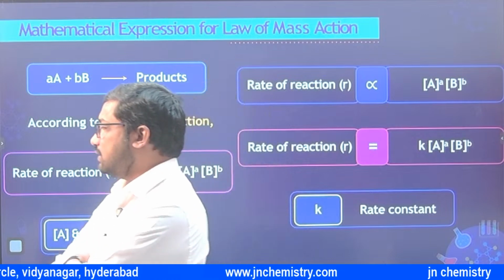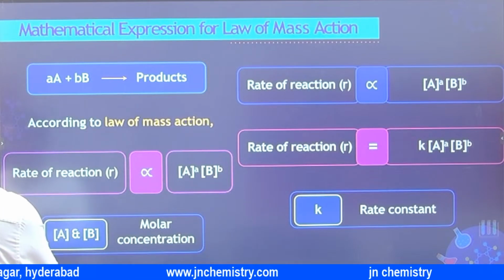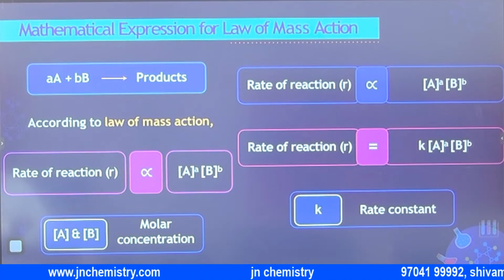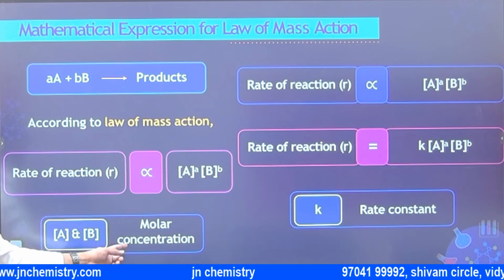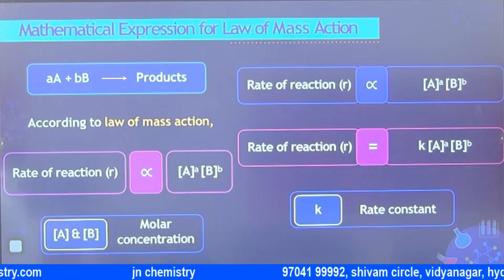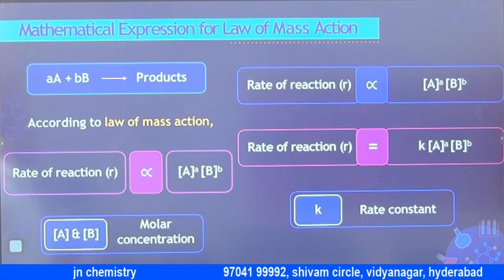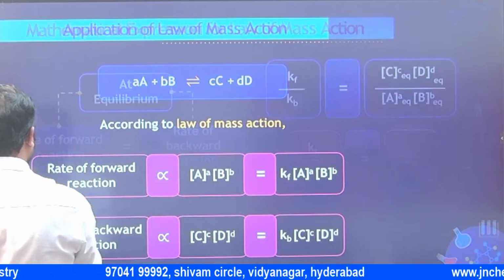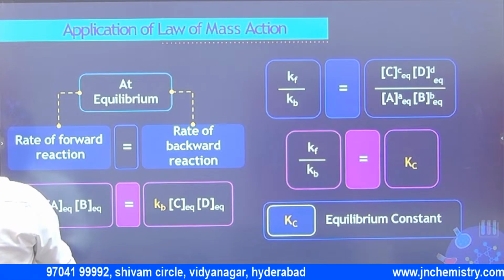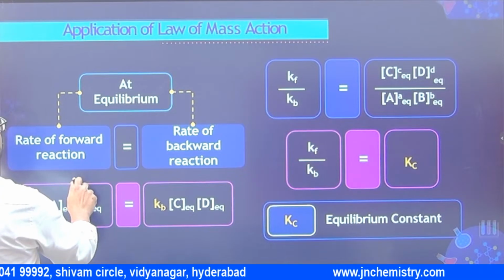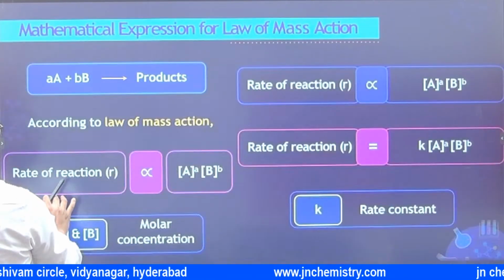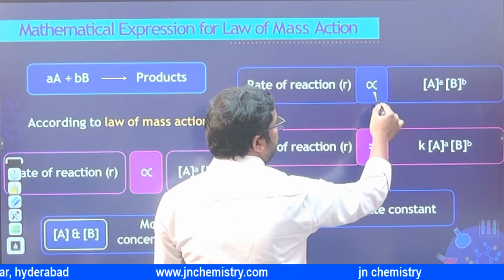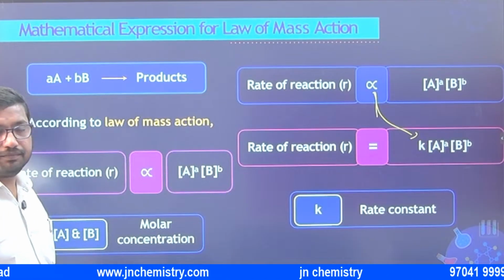Already we wrote this. If you want, you can write it down. The concentration of A and the concentration of B, molar concentrations. So the rate of the reaction is directly proportional, the same law. If we remove the proportionality sign, we put in the constant k. Okay, now?